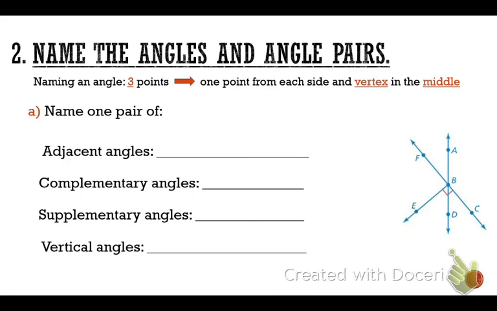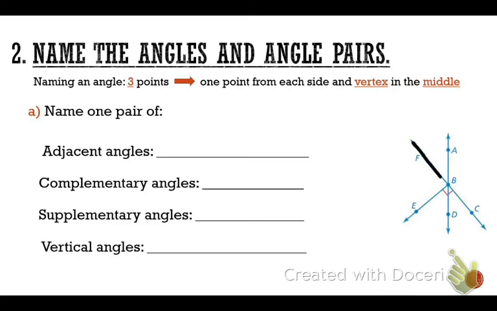Okay, so because we're on chapel schedule, I'm not going to be able to get through all that I wanted to teach you today, but here's what I want you to understand. When you are naming an angle, write this down in red. 3 points. You always have to have 3 points when you're naming an angle. 1 point from each side, and then you'll always have the vertex in the middle.